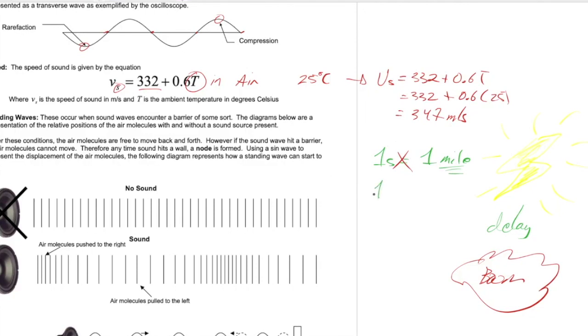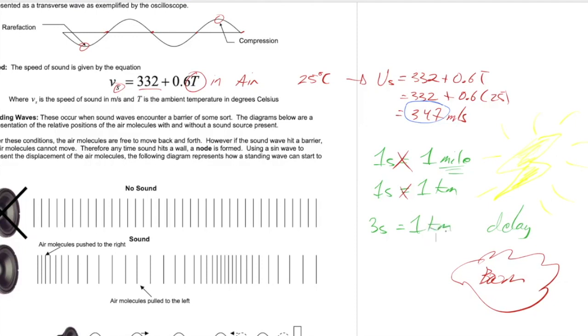Equally as incorrect is the updated version that 1 second equals 1 kilometer. That is also wrong. As it turns out, the speed of sound is roughly a third of a kilometer. 347 meters per second is roughly a third of a kilometer per second. Now remember, this is just an approximation. So the actual value is closer to 3 seconds equals 1 kilometer. And I wrote 1 meter. Amazing. Kilometer. There we go.